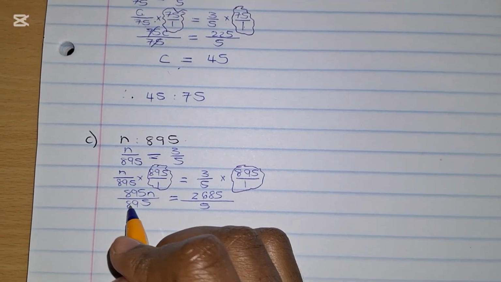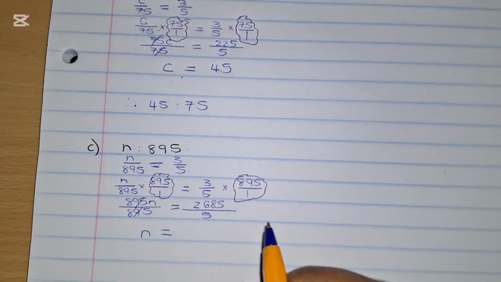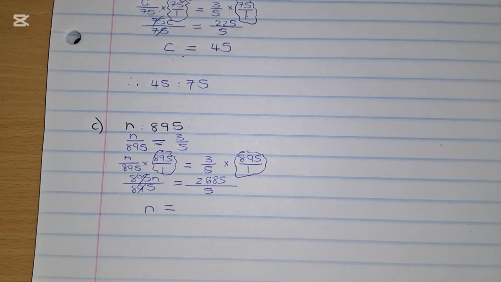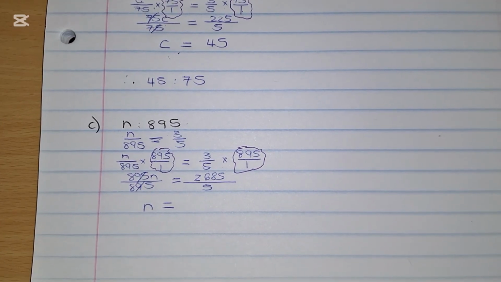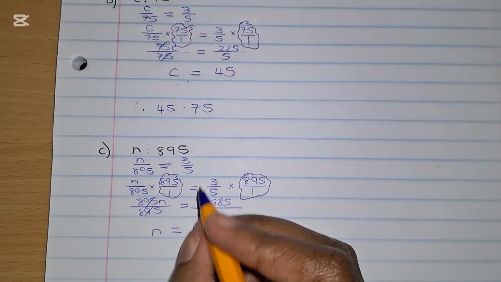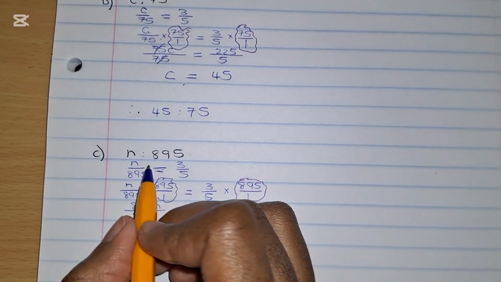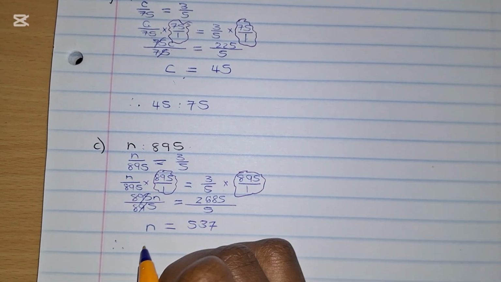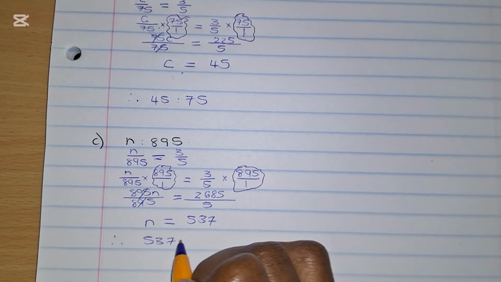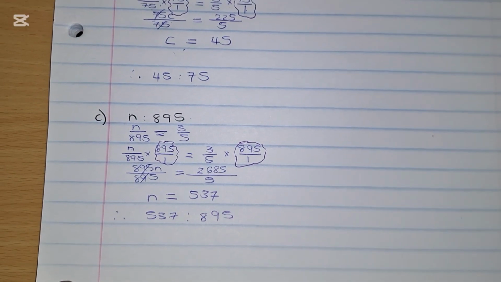What can I do here? These two cancel out, meaning N is equal to, what is now 2685 divided by 5? It is 537, meaning it is now 537 is to 895.